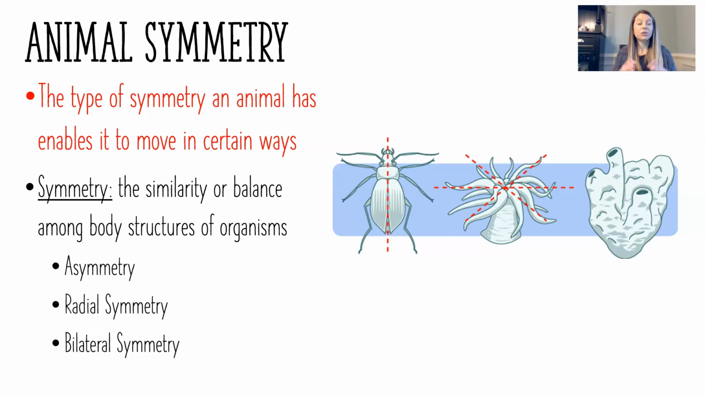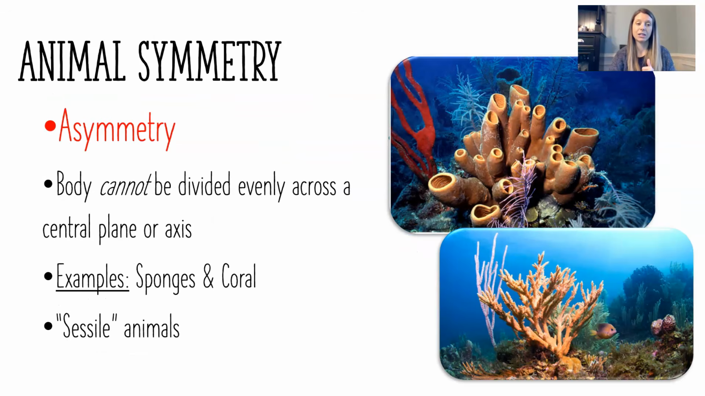So you're going to hear me talk a lot about animal symmetry as you learn about these different animal groups. It's important to understand why we're looking at symmetry and what type of organisms you would see with each of these types of symmetry. The type of symmetry an animal has really allows it to move in certain ways. Symmetry is just the similarity or balance among body structures of an organism. Animals can be asymmetrical, they can have radial symmetry, or they can have bilateral symmetry.